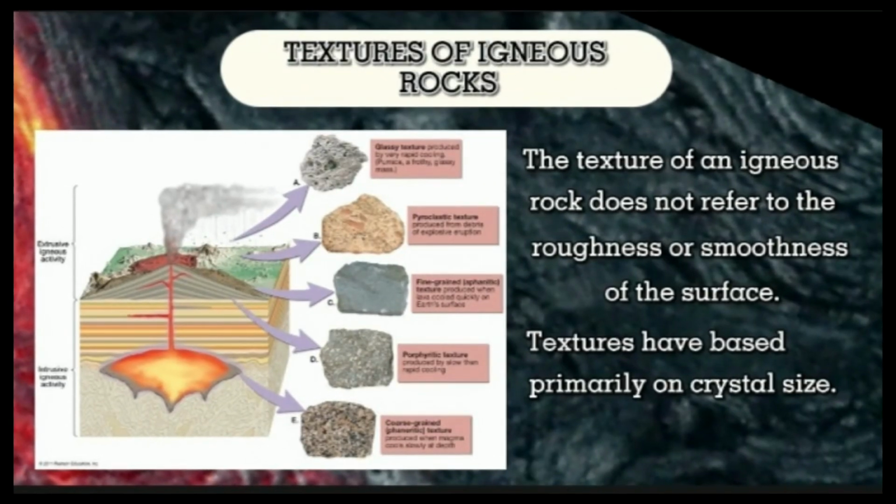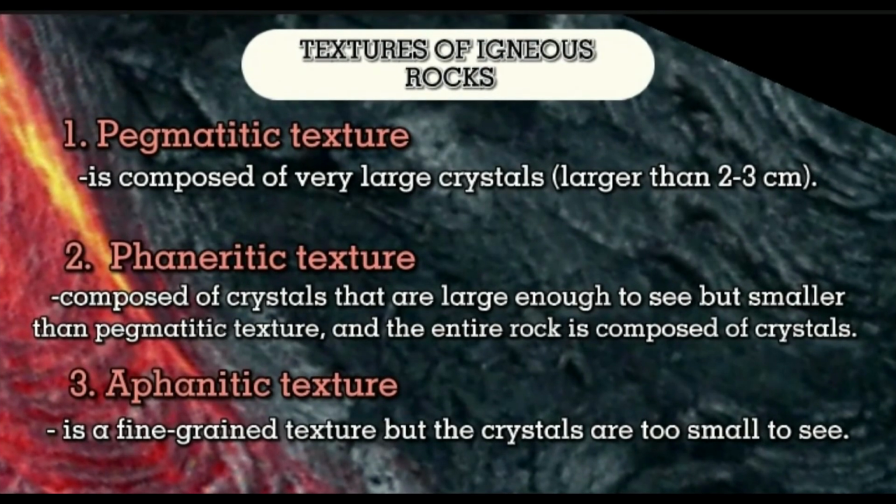Textures of igneous rocks. The texture of an igneous rock does not refer to the roughness or smoothness of the surface. Textures are based primarily on crystal size. Pegmatitic texture is composed of very large crystals, larger than 2 to 3 cm. Phaneretic texture is composed of crystals that are large enough to see but smaller than pegmatitic texture, and the entire rock is composed of crystals.